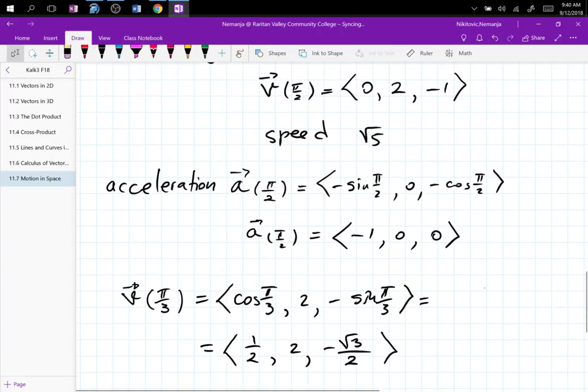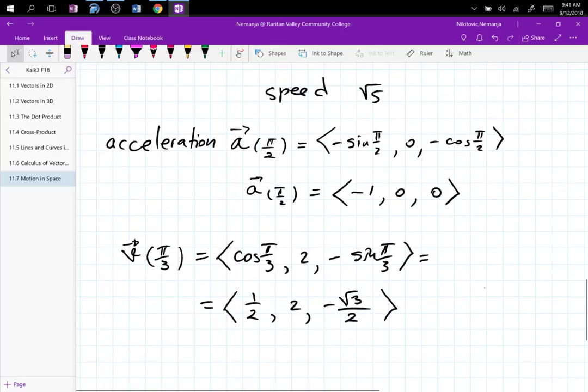We would agree that the velocity vector at pi over 2 and the velocity vector at pi over 3 are very different. We all see that, right? What's the magnitude of the velocity vector? Root 5. Without calculating root 5. You don't believe me? Oh, ye of little faith. Let's go.